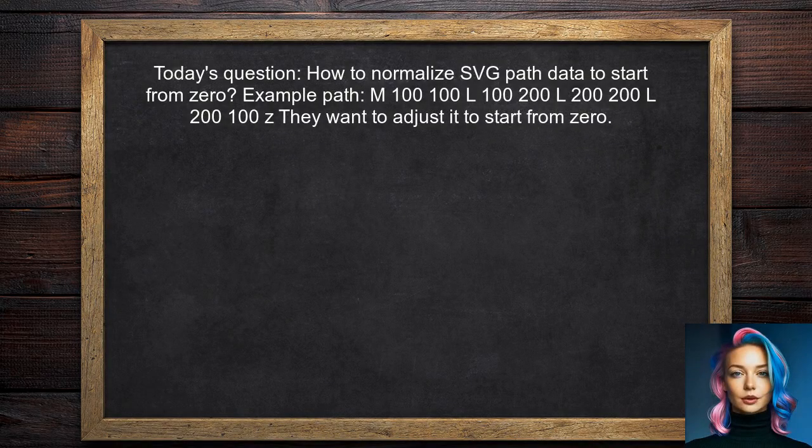Here's the specific question we're addressing today. One user asked how to normalize SVG path data so that it starts from zero. They provided an example path that creates a box at coordinates x100, y100, and they want to adjust it to start from zero. Let's explore how we can do this.